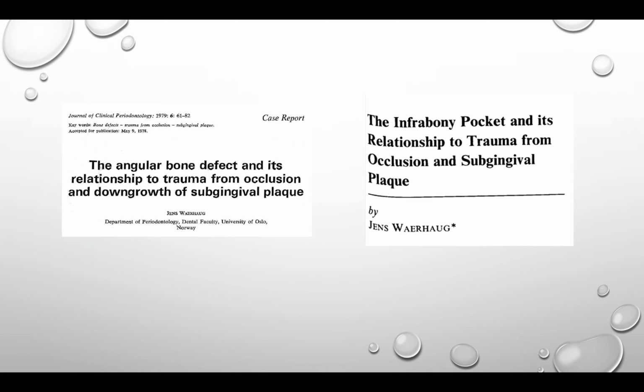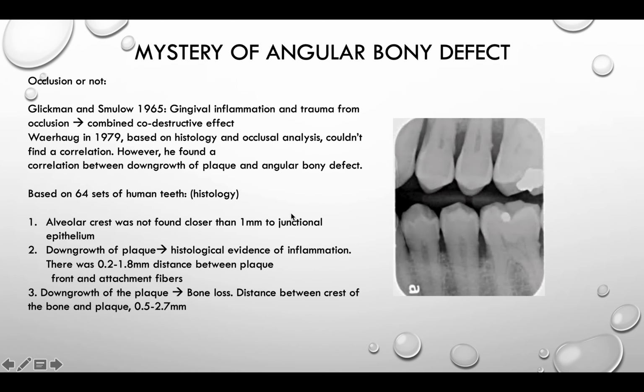There are two papers from 1979, and as you see, both of them talk about the angular bony defect and the trauma from occlusion. So infrabony pockets, and you see the angular bony defect, and it wants to relate it to trauma from occlusion, because there has always been this mystery of the angular bony defect, and for a long time, and still now, a lot of people think it relates to occlusal trauma.